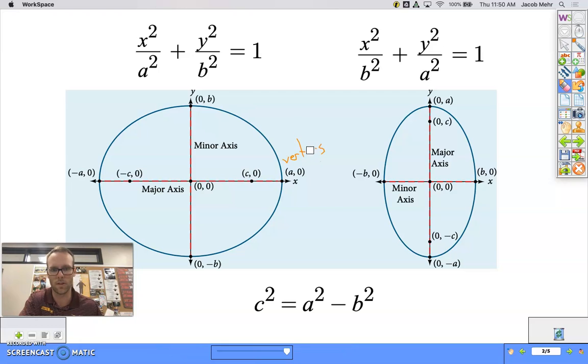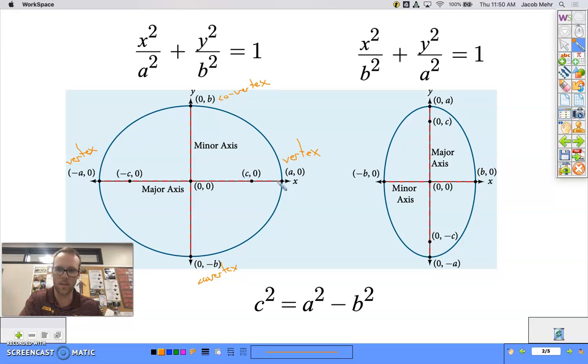So this is 1, so I should just write vertex. So this is a vertex. This is a vertex. Okay. It stretches the vertical axis, which is what we call our minor axis because it's shorter in this case, and it gives us a co-vertex at (0, b) and another co-vertex at (0, -b).